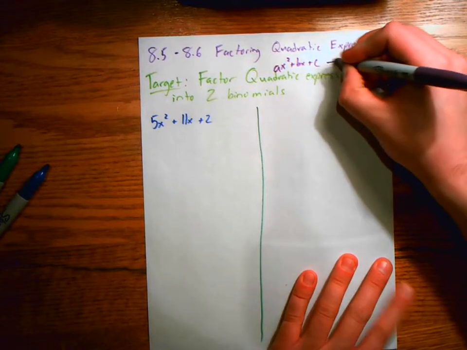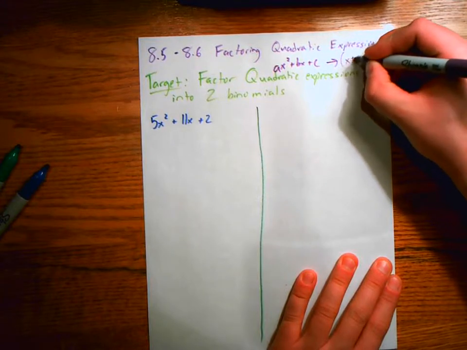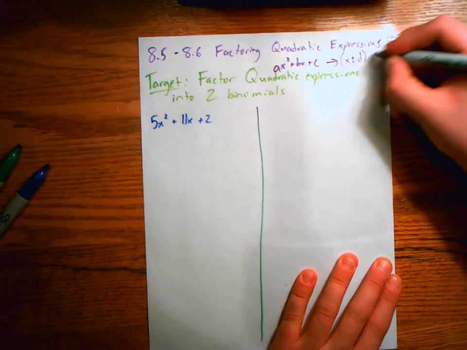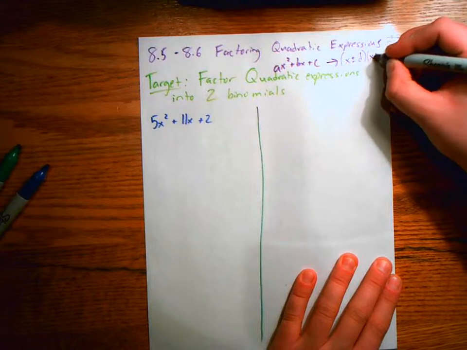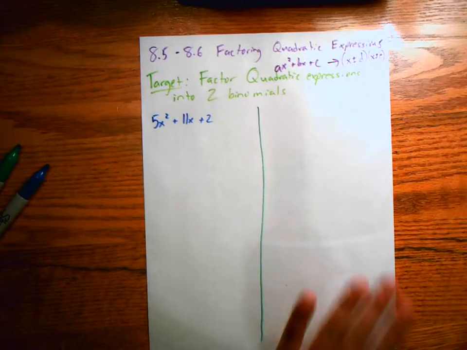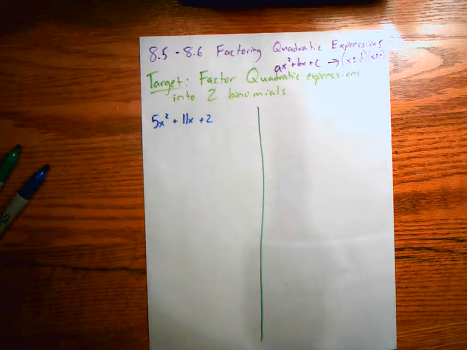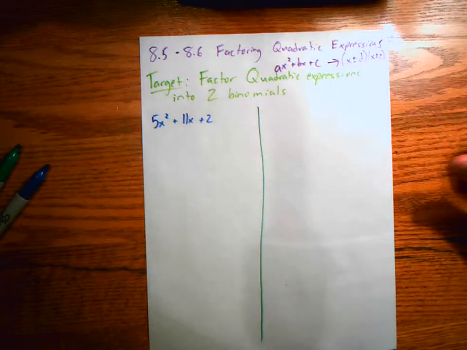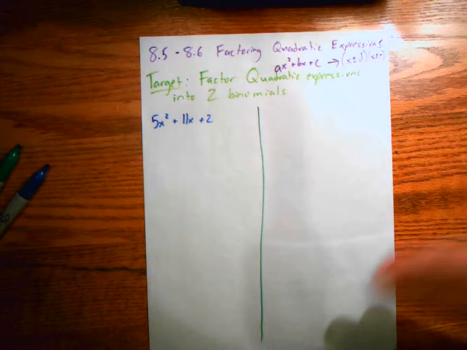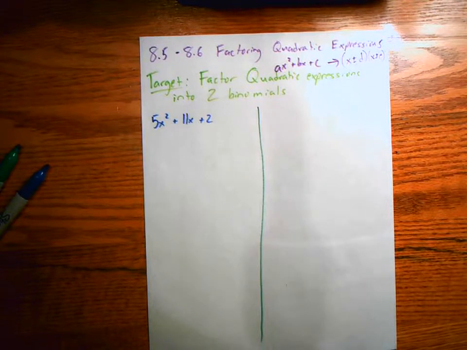into two binomials. So x plus some number times x plus or minus some other number. So think of it as like the multiplication problems we were doing earlier where we were either foiling or using the box method. Factoring is known as the opposite of FOIL.